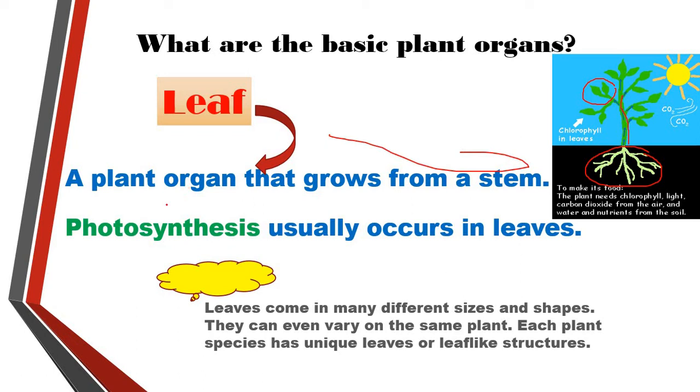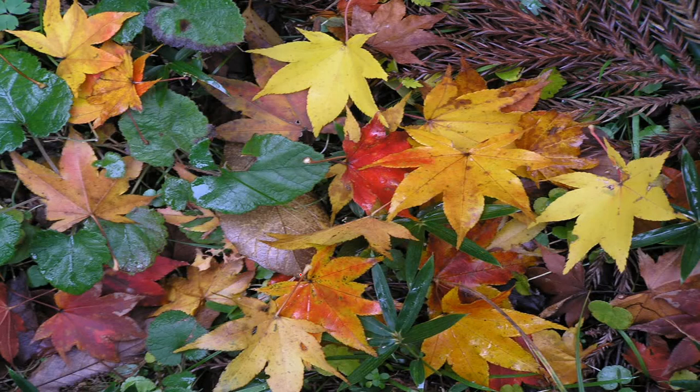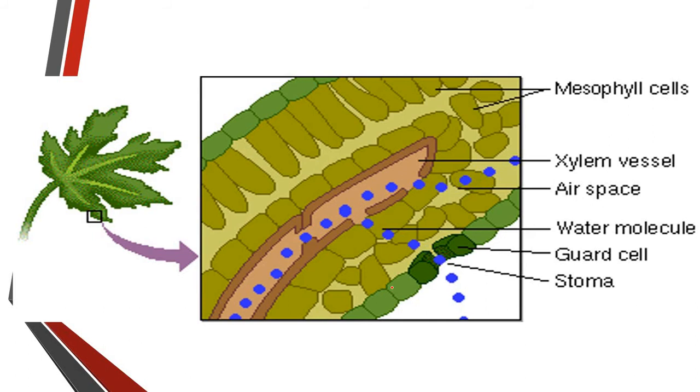Leaf is a very important plant organ, grows out from the stem, and it is the organ mainly responsible for the photosynthesis process. The photosynthesis process is important because it allows the plant to get its own food. These are different sizes, shapes, and colors of different leaves from different plants. This is the inside structure of the leaf.